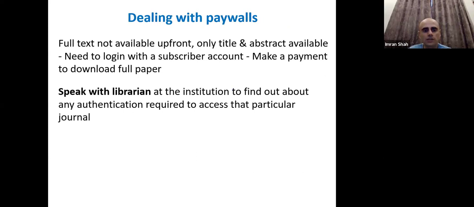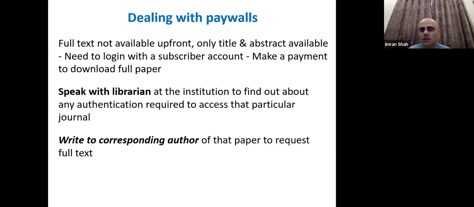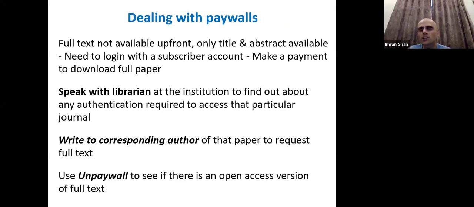You can speak to the librarian. You can write to the corresponding author. And then you can use AI tools which are available these days. One such very interesting tool is a small browser extension. You can go to the website and download the extension. Any paper, anywhere it has a PDF on the web, it will find it for you and give you the PDF. So it makes life very easy sometimes to have this browser extension installed.